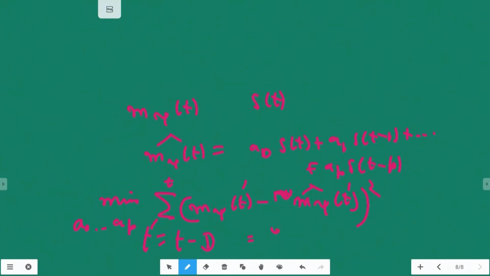So this energy function will be a function of the wave functions, or you can say it will be a function of the m psi t dash and also of st dash, for t dash lying between t minus d less than t dash less than or equal to t. So you use this energy function.